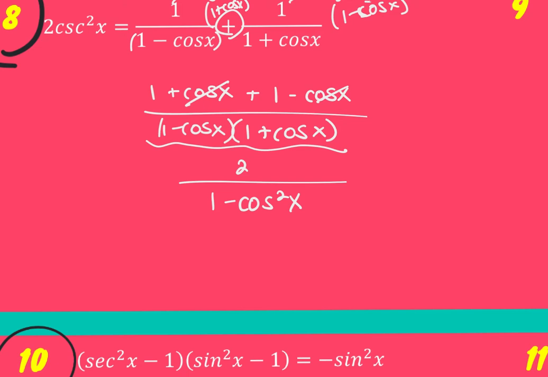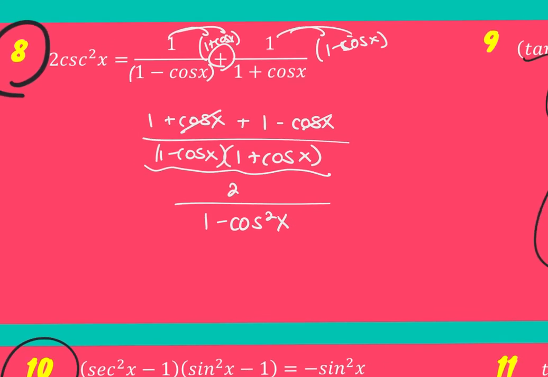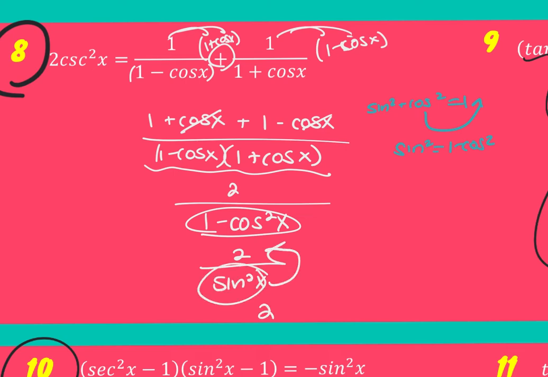1 minus cosine squared x is one of my Pythagorean identities. Sine squared plus cosine squared equals 1. So if I move this over here, sine squared would equal 1 minus cosine squared. So that whole denominator can get replaced with sine squared. And then if I bring this to the top, it's 2 times cosecant squared x, which is what the other side says.